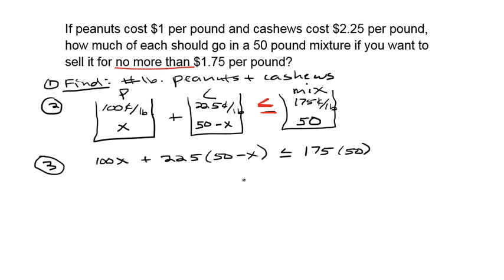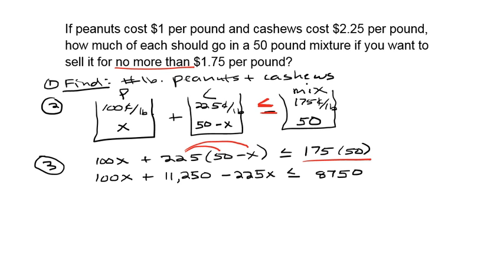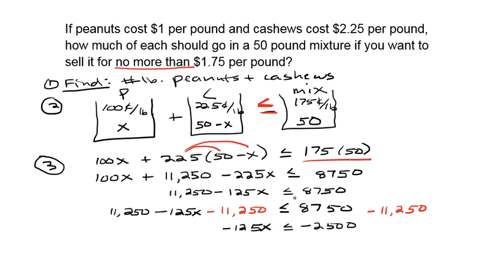Before I get busy and solve it, I probably should do the multiplication. Here I've got a product I need to multiply, and then I need to use the distributive property on this one. Once I've cleared the parentheses, I see that I can combine a couple like terms. I've got a 100x and a negative 225x. So I'll combine those and then I'll isolate my variable term. Okay, let's see what we've done so far. I combined the 100x and the negative 225x. That gives me a minus 125x.